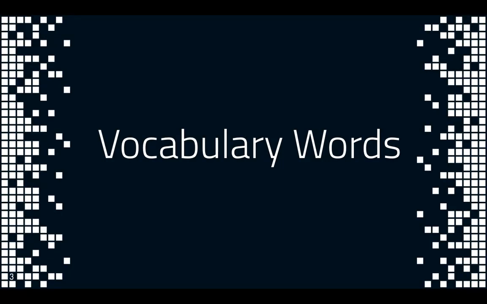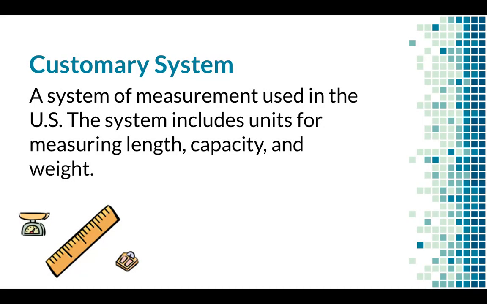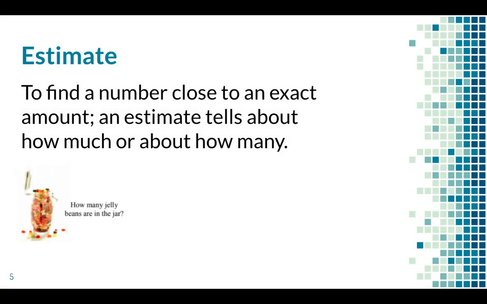So we're going to go over vocab words. These are some vocab words that we've already looked at. Some might be new. So let's go ahead. Our first vocabulary is customary system. It is a system of measurement used in the United States. The system includes units for measuring length, capacity, and weight. Estimate is to find a number close to an exact amount. An estimate tells about how much or about how many.